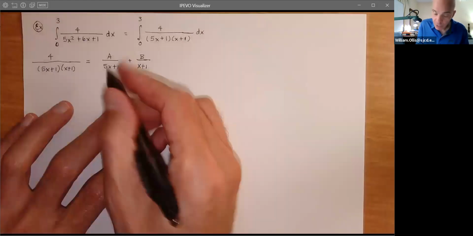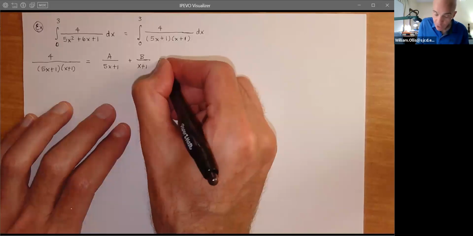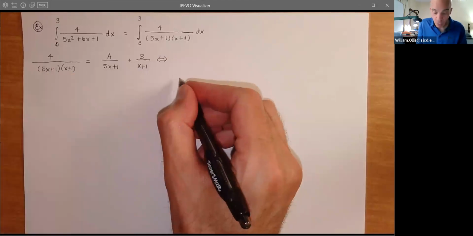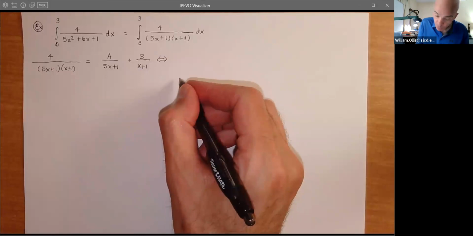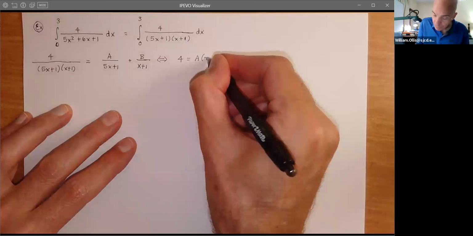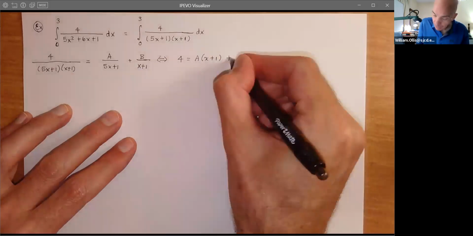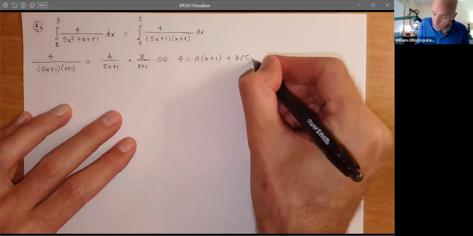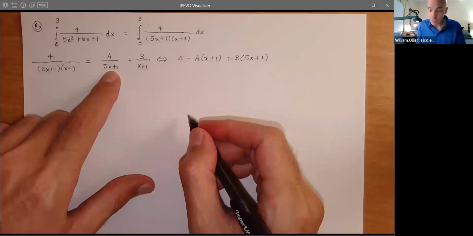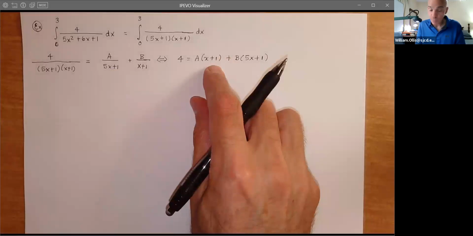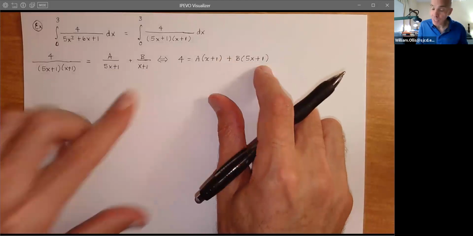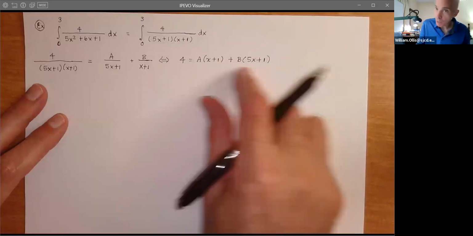So now we want to clear denominators. We're going to multiply through by 5x plus 1 times x plus 1. Of course, on this side, that will retire both of these and leave us with a 4. And then we get a times x plus 1 plus b times 5x plus 1. This is symbolic computation. When we multiply by the factors here, this absorbs and leaves us with an x plus 1. The x plus 1 absorbs and leaves us with the 5x plus 1. So now we're going to pick convenient values of x to solve for a and b because we can.